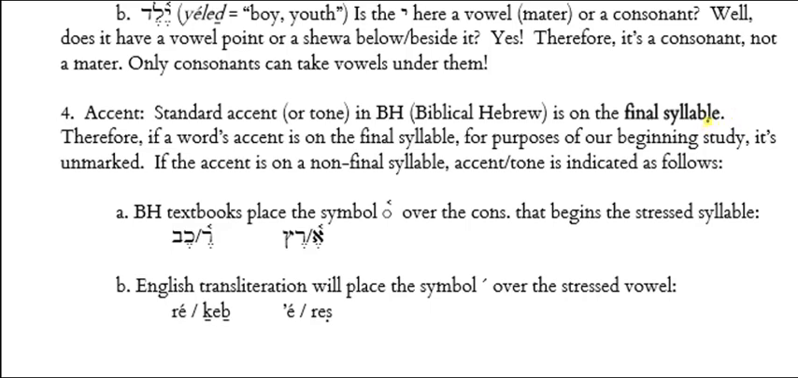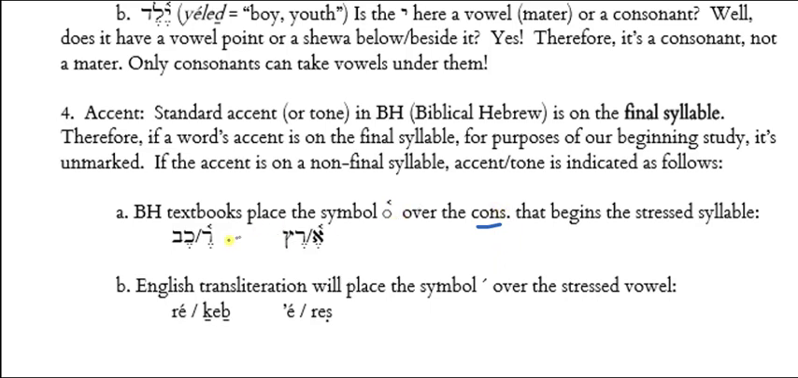If the accent is not on the final syllable, then there will be something to indicate that for us in our textbook. Since the standard accent is on the final syllable, if a word's accent actually is there, then we will not see any marking. If the accent is elsewhere, it will be indicated with a symbol in our Hebrew textbook. What we will see is this little symbol that looks like a circumflex turned sideways, and that will go over the consonant whose vowel is being stressed.